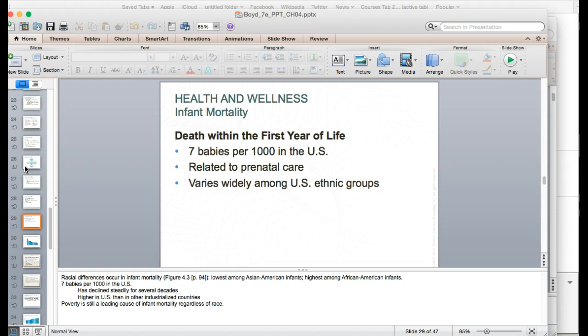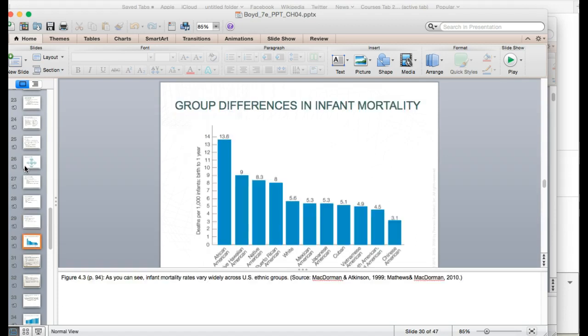Death related to prenatal care varies widely among U.S. ethnic groups. So this can happen in any ethnic group that you may be in. And here's a chart on the group differences in infant mortality. African Americans are the highest in infant mortality, followed by Hawaiians, Native Americans, Puerto Ricans, white, Mexican, Japanese, Cuban, Vietnamese, and Chinese American.